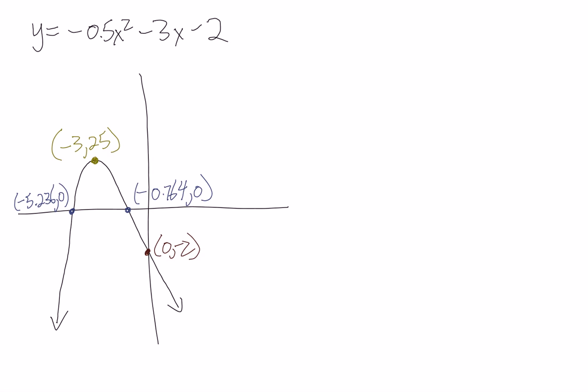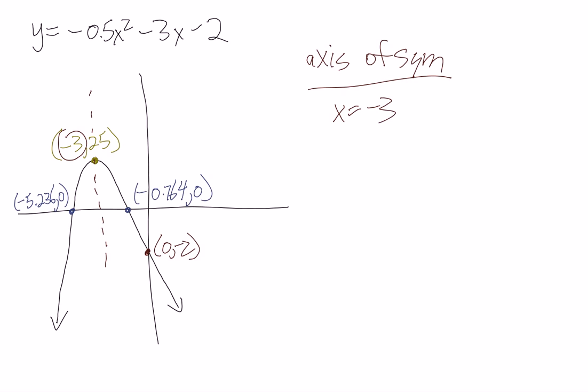So we have all of our key stuff, so let's go through the rest of them again. Our axis of symmetry is the line that cuts it in half, the line that goes down the middle. Remember, it's the x-coordinate of your vertex, so we'd say it's x equals negative 3. If you average the two x-intercepts, add them and divide by 2, you will get negative 3.